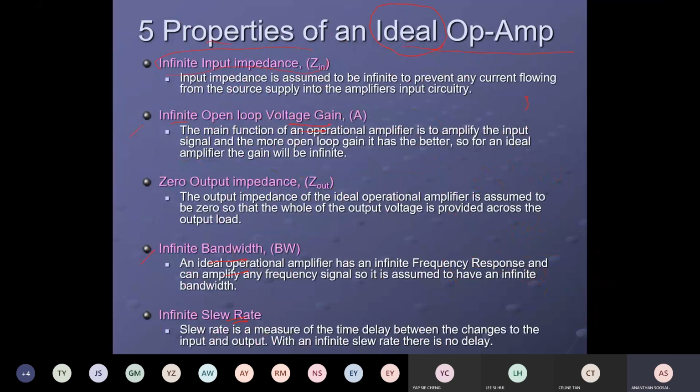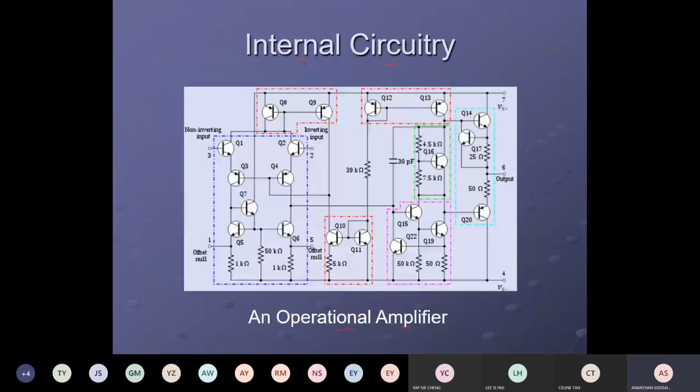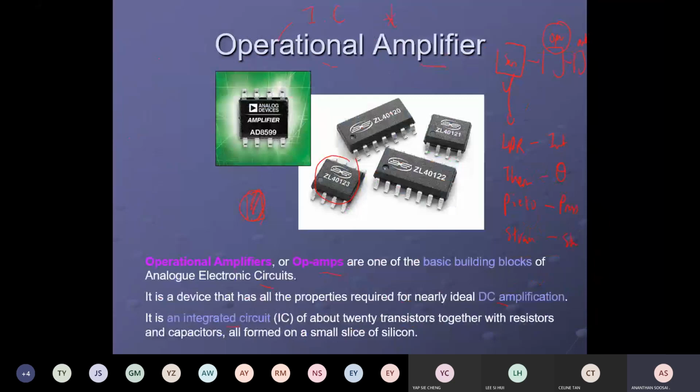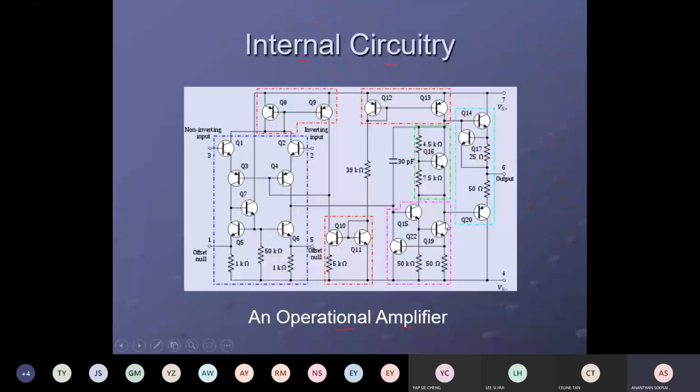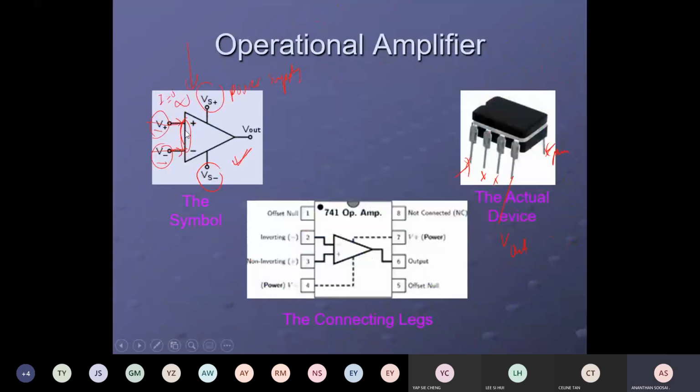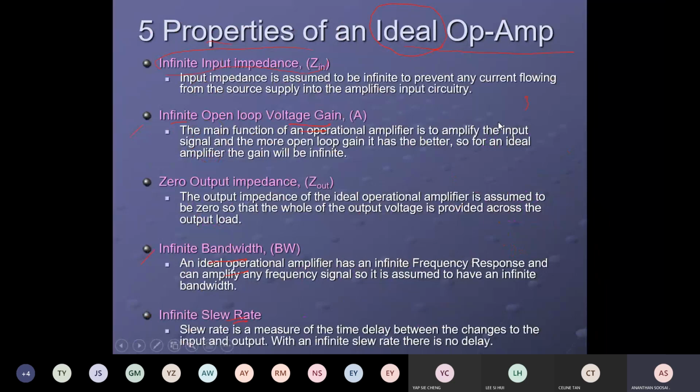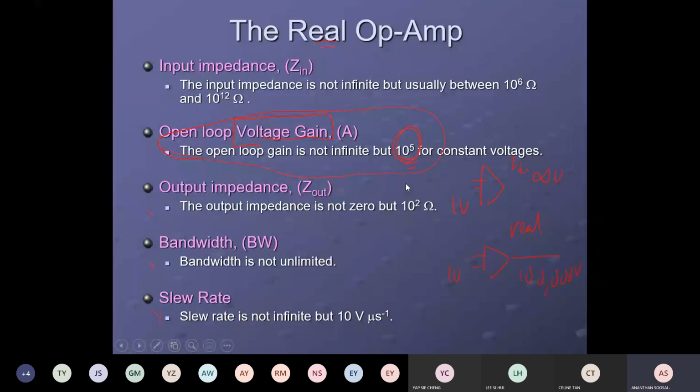Okay, so I will just recap. We learned about the op-amp. What is an op-amp? It is an operational amplifier integrated circuit. Inside it has over 20 transistors. This is the symbol. It has 2 inputs, a power supply, and an output. This is what it physically looks like, and it has 5 characteristics: 4 infinite, 1 zero. You have to remember. And for a real one, the gain is 10 to the power of 5.